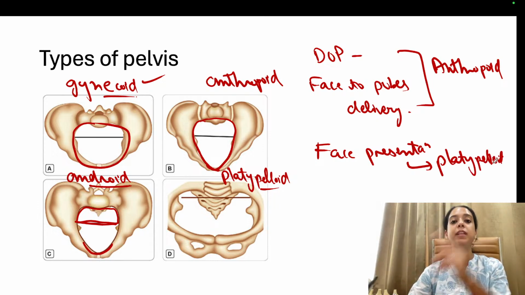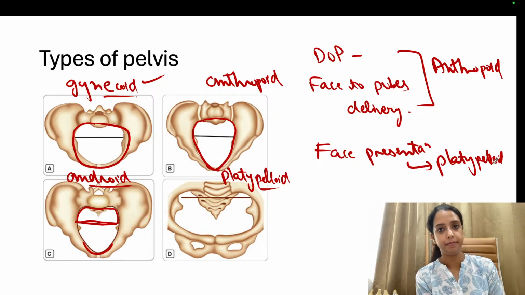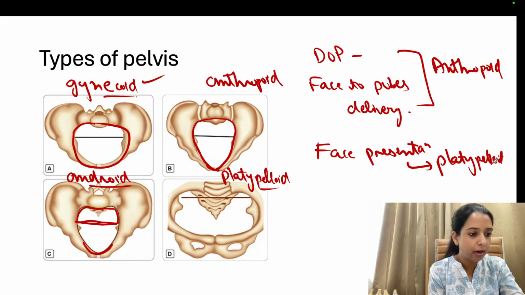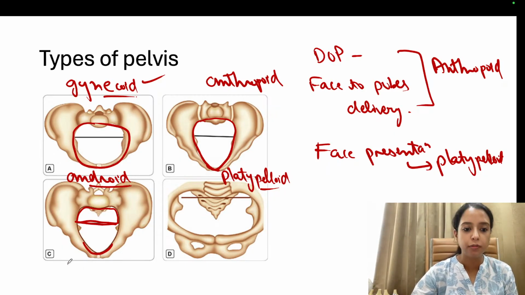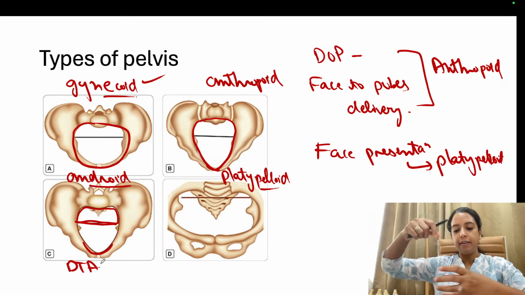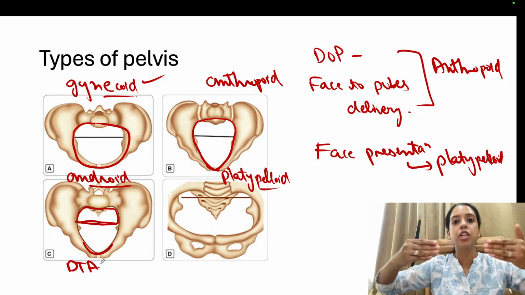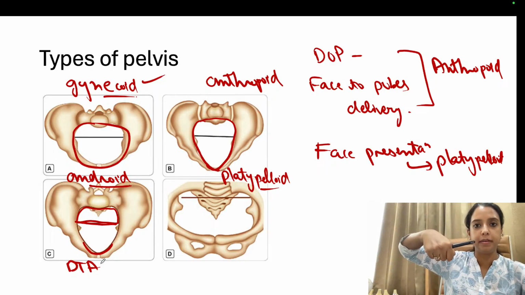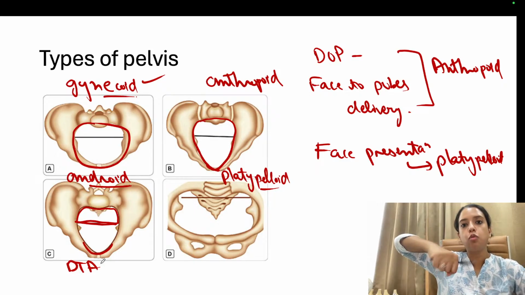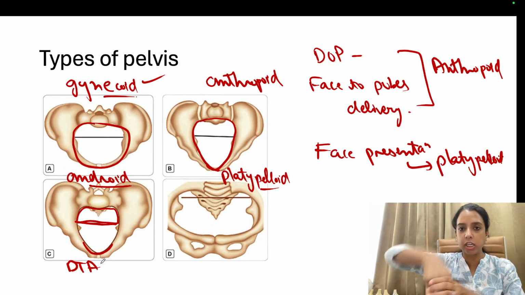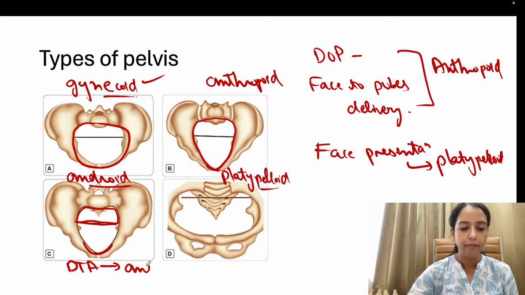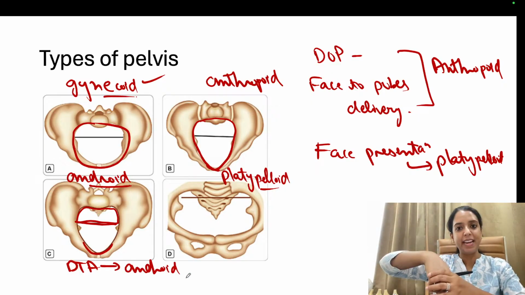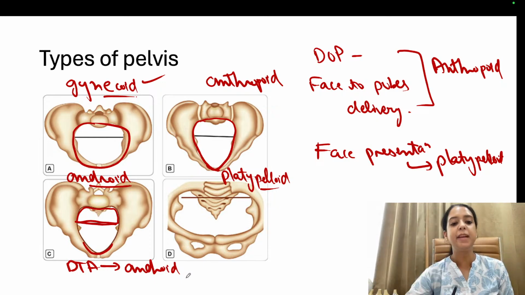But face to pubes delivery is anthropoid. Okay? You don't have to get confused. Second, the pelvis where deep transverse arrest happens. The head has entered into the pelvis, stuck at ischial spine and transverse diameter. There is no space to rotate. It has stuck in the cavity. That is android pelvis. Android pelvis is the one where the baby enters fine but is stuck in the cavity in deep transverse arrest. Okay?